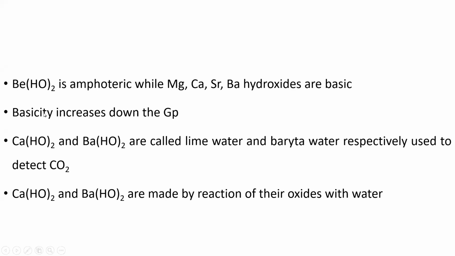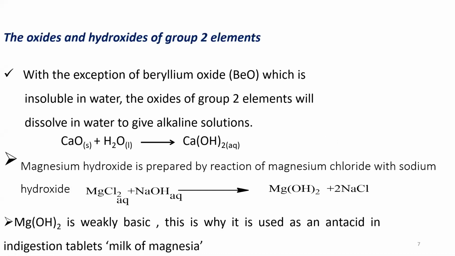Our calcium hydroxide and barium hydroxide are called your lime water and your baryta water, and you can use them to test for your CO2 gas in the laboratory. So in a situation where you don't have your calcium hydroxide, you can actually use your barium hydroxide to test for your CO2. And they are made by reaction of their oxides with water, unlike your magnesium hydroxide, which is made by a reaction of your magnesium chloride and sodium hydroxide.